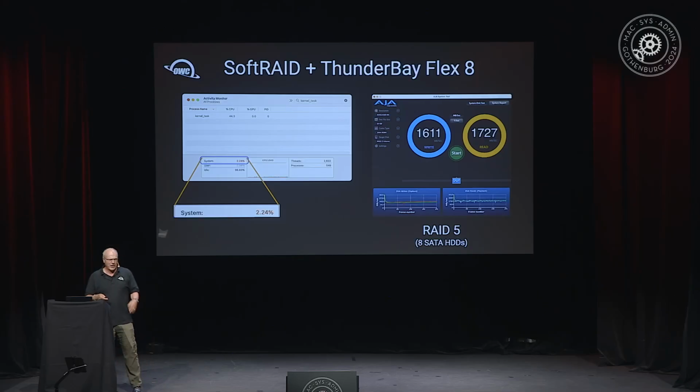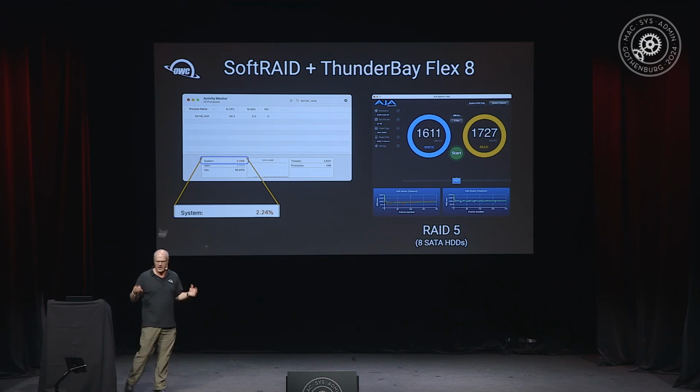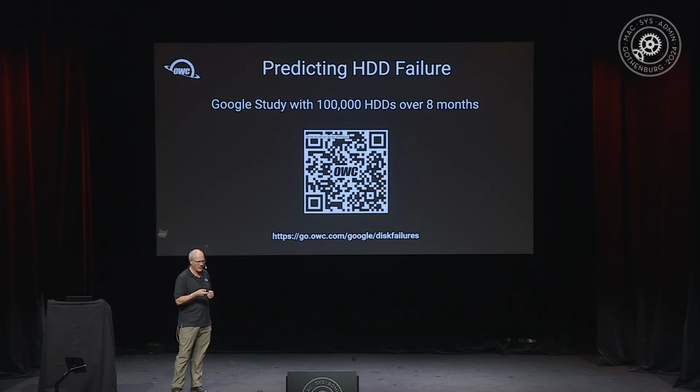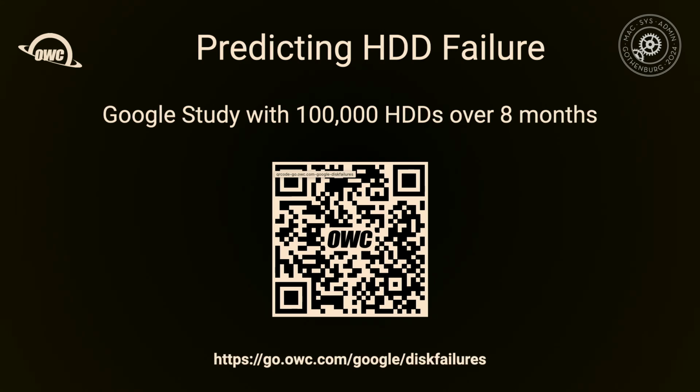So let's talk about predicting disk drive failure. It's really great if you're working on a project to know that your disk drive is highly likely to fail rather than it's already failed. And in 2010, I ran across a study that Google did in 2007. What they did was they looked at 100,000 disk drives in their pool, and they captured all the SMART data every 24 hours.